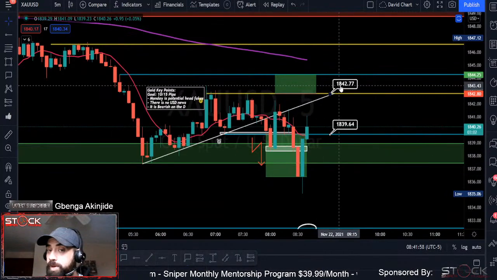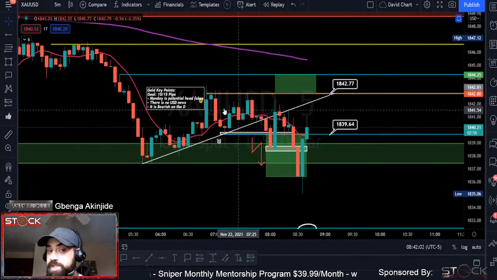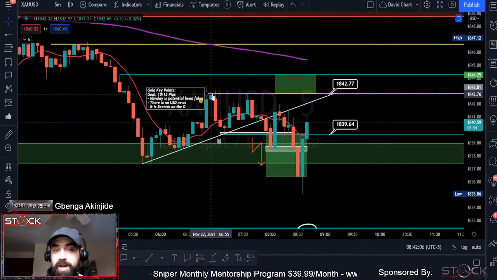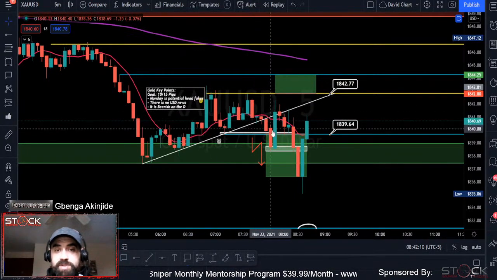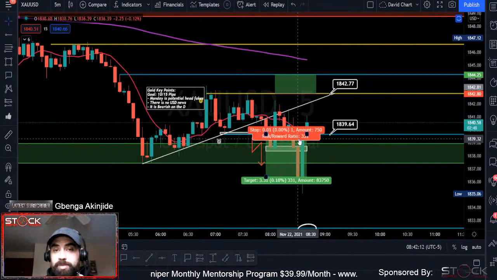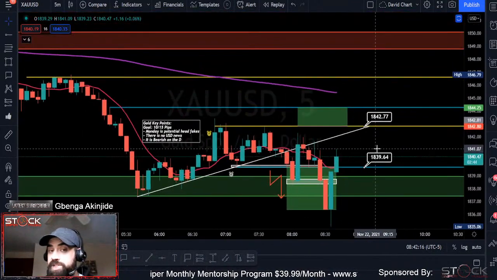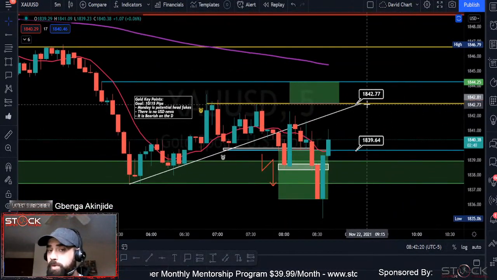We have 1842.77. It's getting above all of this sell-off right here. We're starting from right here at around 655. It sold off, tried to retest again. Bearish engulfing candlestick, sold off, had its continuation here. But now, because it's 8:42 leading into 9 o'clock, we might actually see gold start to pump a little bit, looking at maybe testing that 1842 mark.